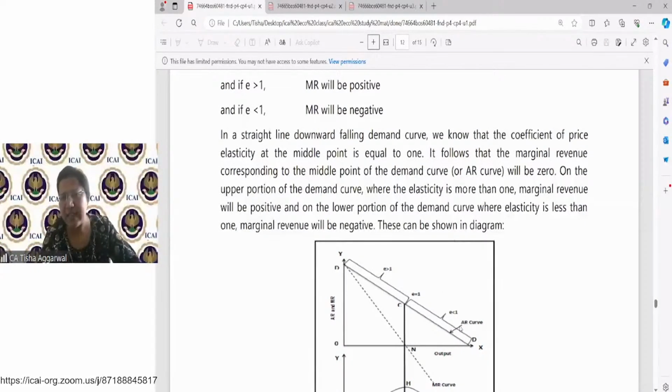So if E is less than 1, we know that, look at this. This is your demand curve, that's your price curve. Your E is less than 1, see, the MR is negative. If E is equal to 1, MR is equal to 0. If E is greater than 1, the MR is positive. So can you see that the relationship between elasticity and the marginal revenue is going to be denoted in this manner?